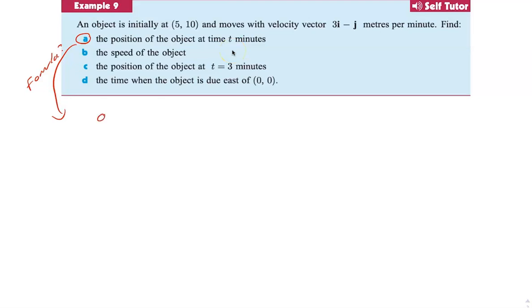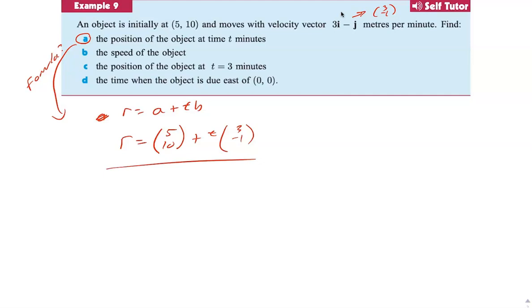So we know our formula: r equals a plus tb. So my formula is going to be r equals my initial point, 5, 10, my initial vector I should say, plus t times my velocity vector. Now again, this is another way of just writing 3 and negative 1. And there we go.